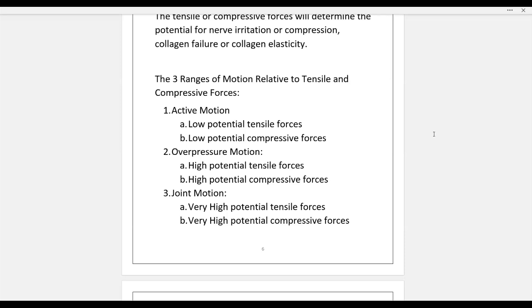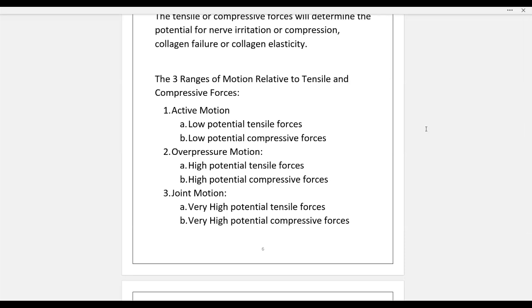Because remember, the patient can't do that on their own. You have to move them in overpressure. Well, how much tensile force does that take? It takes a lot. They can't do it on their own. How much compressive? It's potentially a lot. Now, how does this relate to pain or restrictions? Let's just keep moving. And then what about joint motion? How much tensile force? There's tremendous.